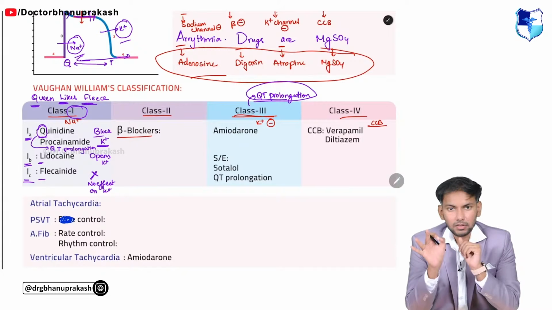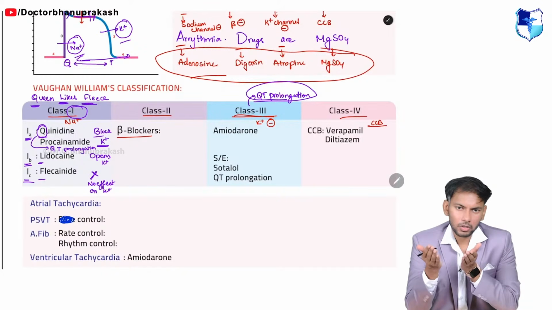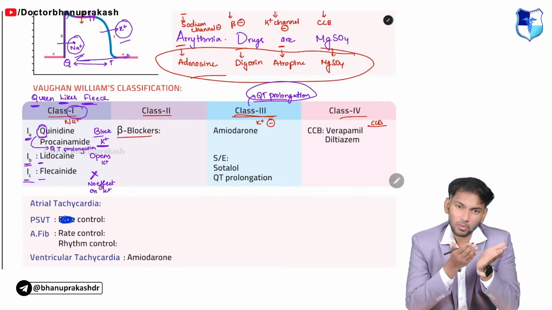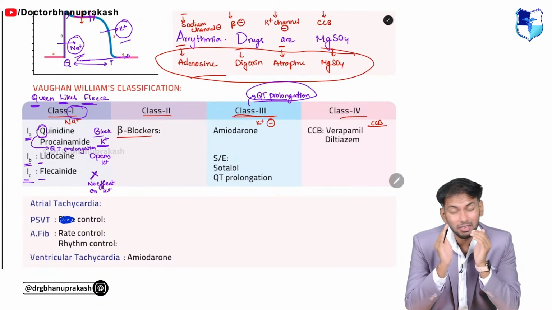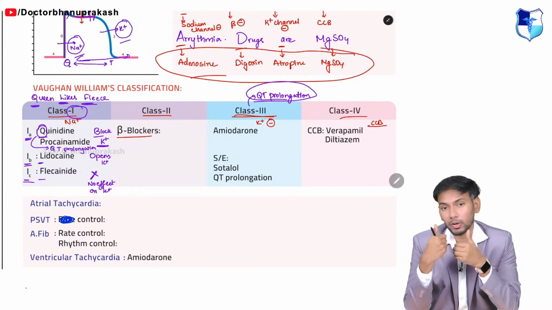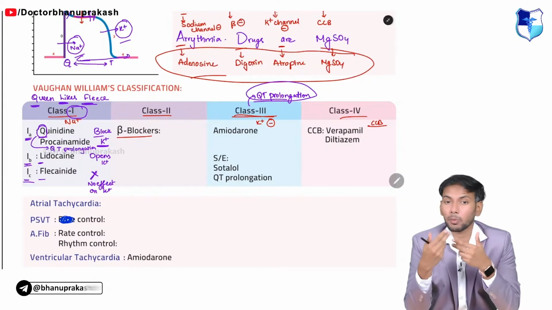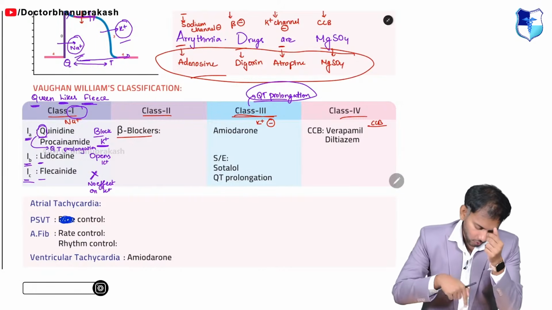Third class drugs, what are they? Potassium channel blockers. Now 1A drugs, quinidine and procainamide, will also cause QT prolongation. This is very important. Why? QT prolongation can cause torsades de pointes. So that's all about the first class.